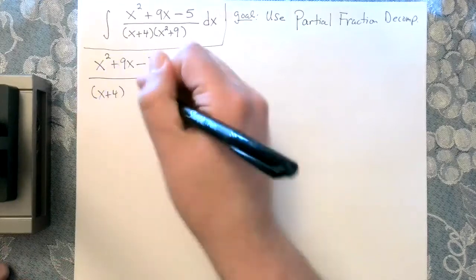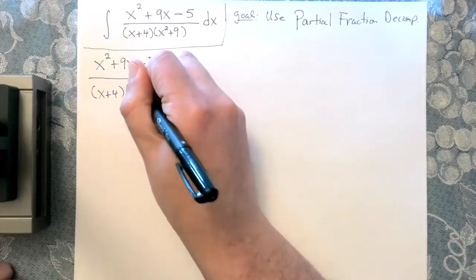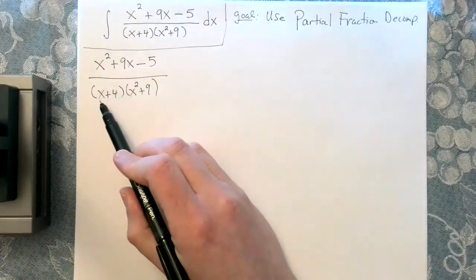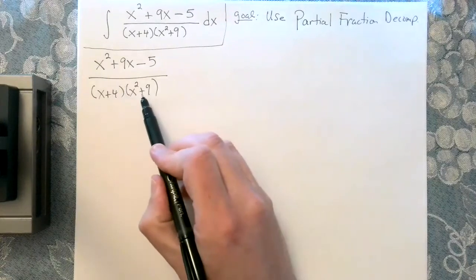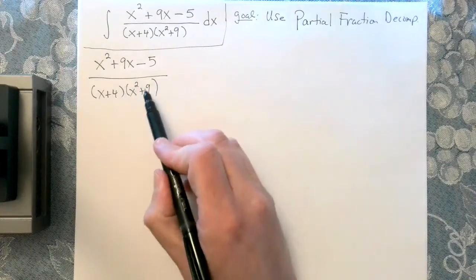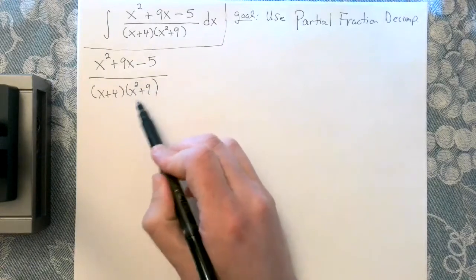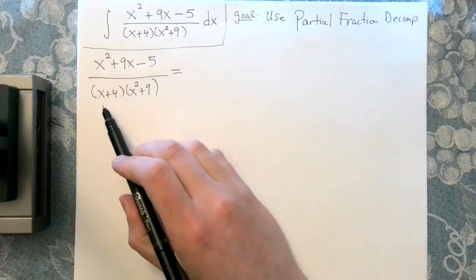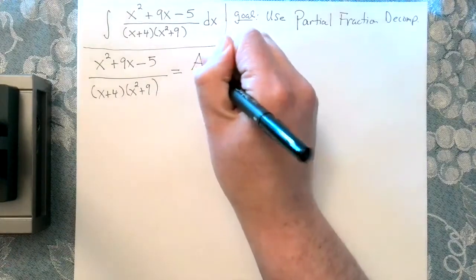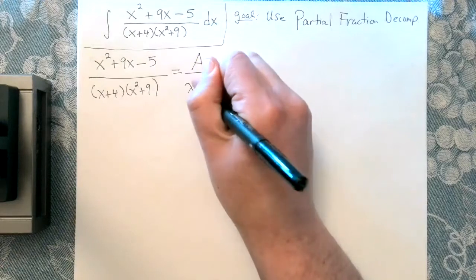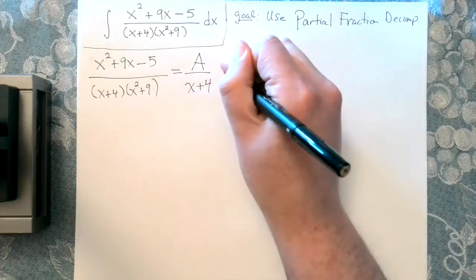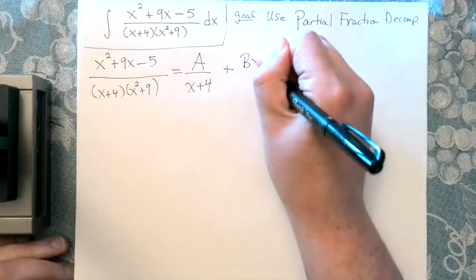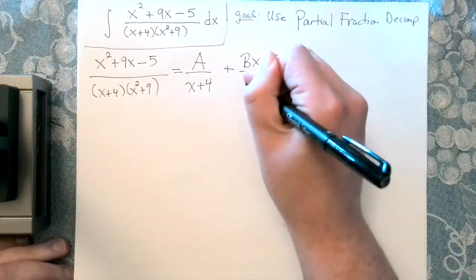So after we write this, the next thing we want to do is classify the factors in the denominator. So this factor is linear and unique. This factor is quadratic and unique, and it won't factor further using real factors. So for a linear unique factor, we need a constant a over that factor. For quadratic unique, we need bx plus c over that factor.